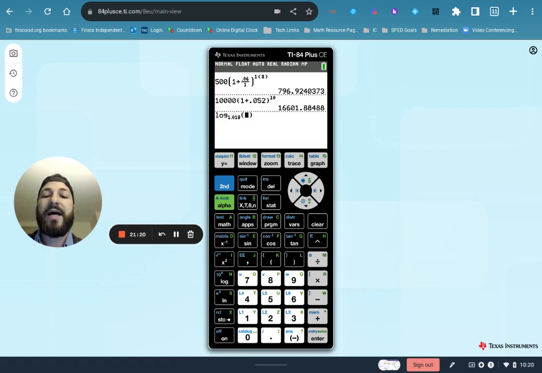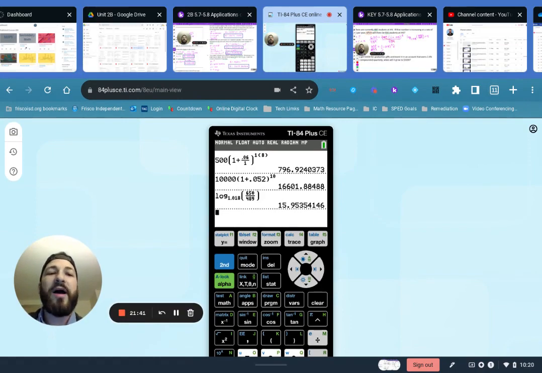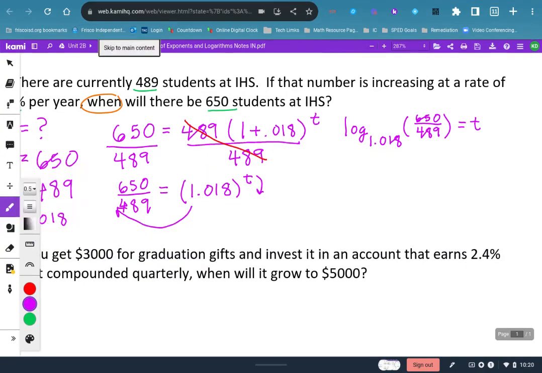And then on the inside, alpha y equals, get my nice fractions, 650 divided by 489. Going to go ahead and hit enter because we're all good to go. And it says it's going to take 15.95 years. So 15.95 years is a perfectly acceptable answer. We can have a decimal portion of a year. You could also round it up to 16 years. Either one would be fine.